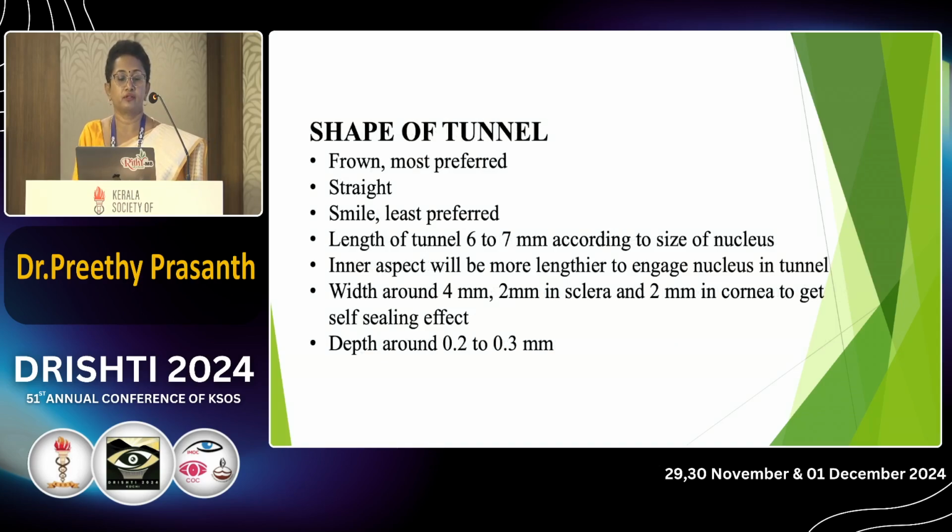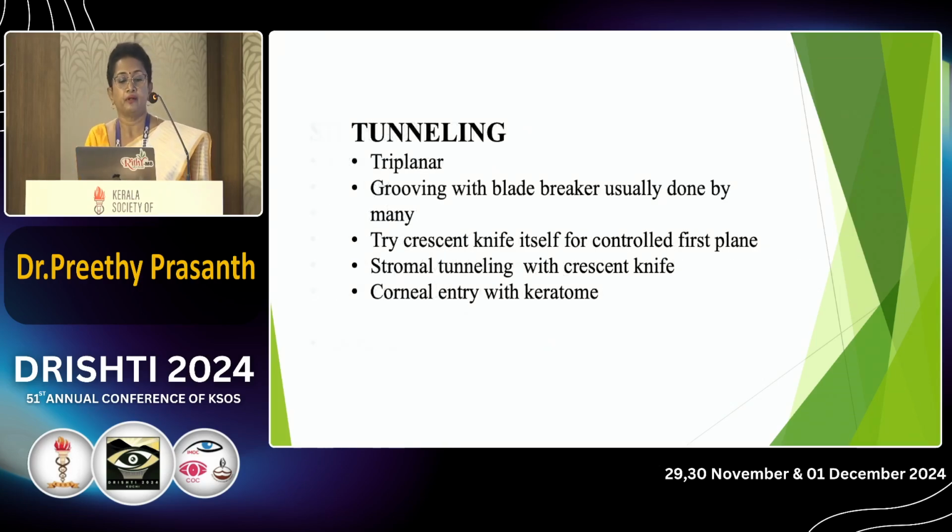Then going on to the shape of the tunnel, frown is preferred with a length of around 6 to 7 millimeter outside according to the size of the nucleus. Inner aspect will be a little bit lengthier, and width will be around 4 millimeter, 2 millimeter in sclera and 2 millimeter in cornea to get self-sealing effect. Depth should be around 0.2 to 0.3 millimeter. Tunneling is triplanar.